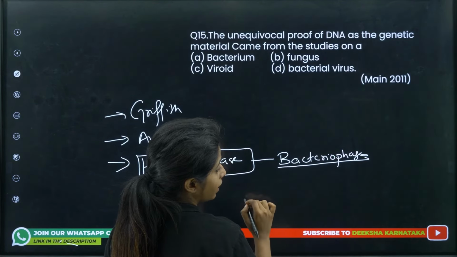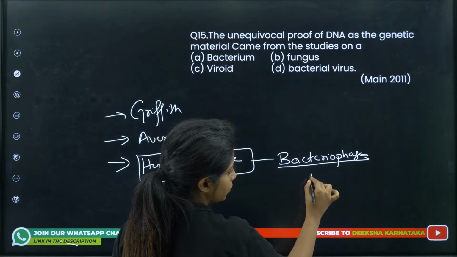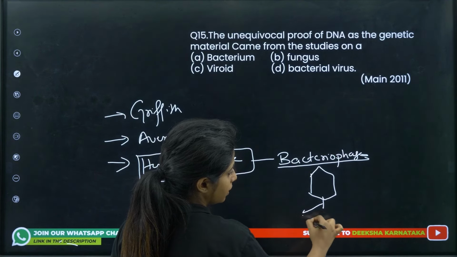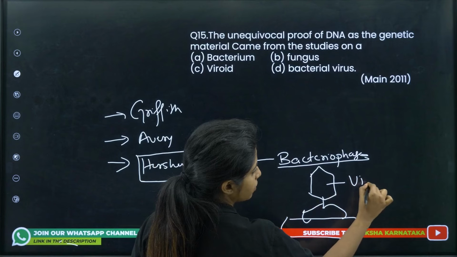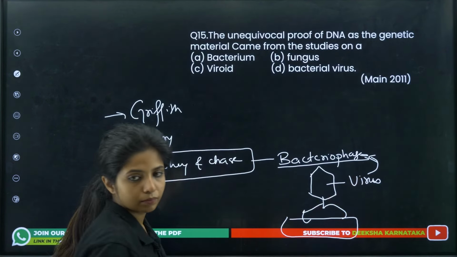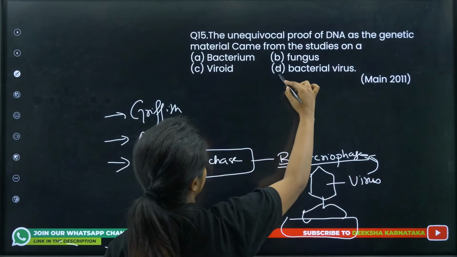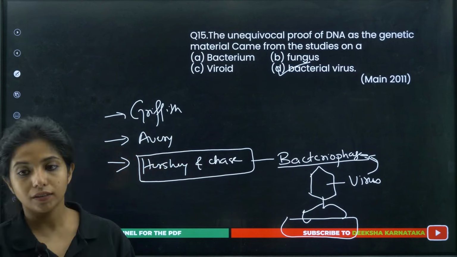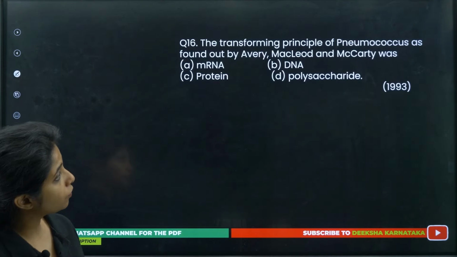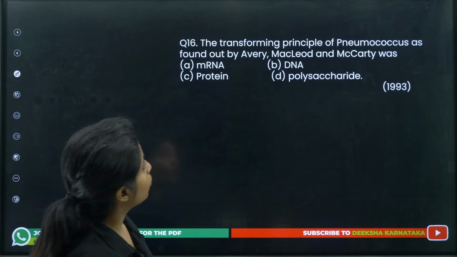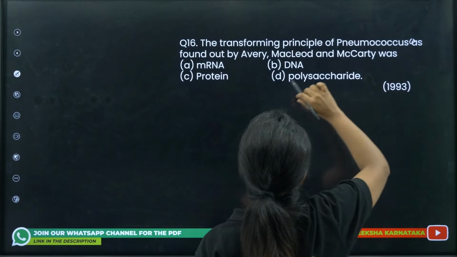Okay, this is a bacterial virus. Why do I call it bacterial virus? Because this virus goes and infects the bacteria. This is a virus, children. Please remember. Okay, so it is a bacterial virus that is given over here. This is the 15th question. Now, next question. The transforming principle of pneumococcus was found out by Avery.